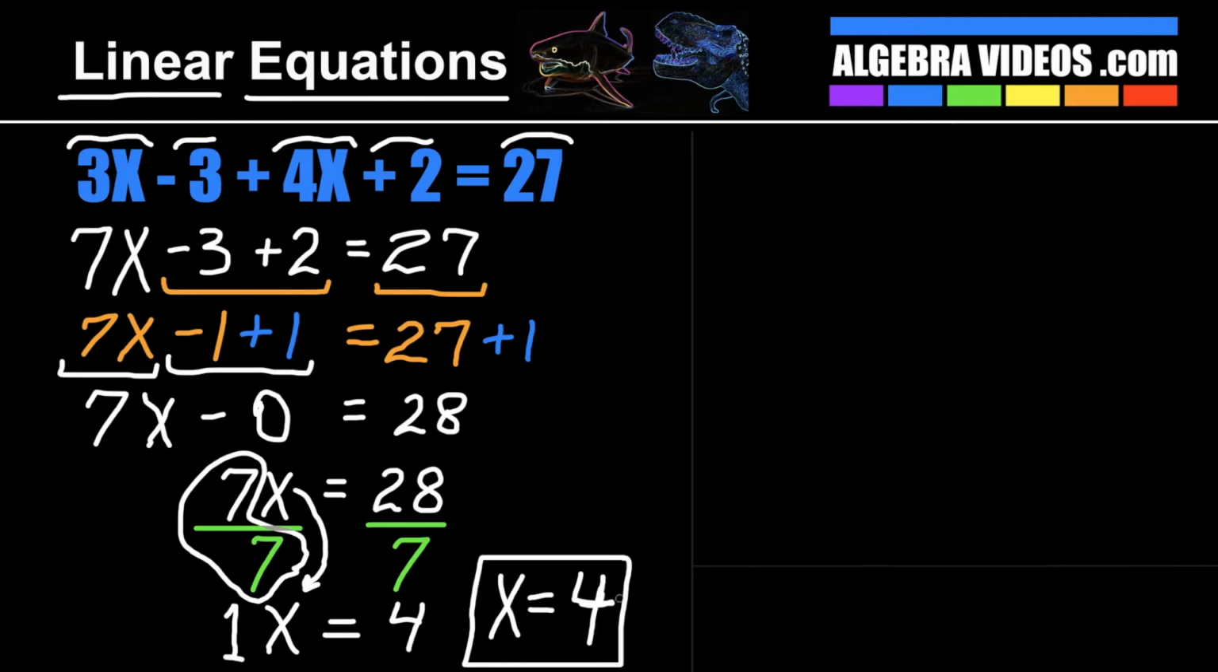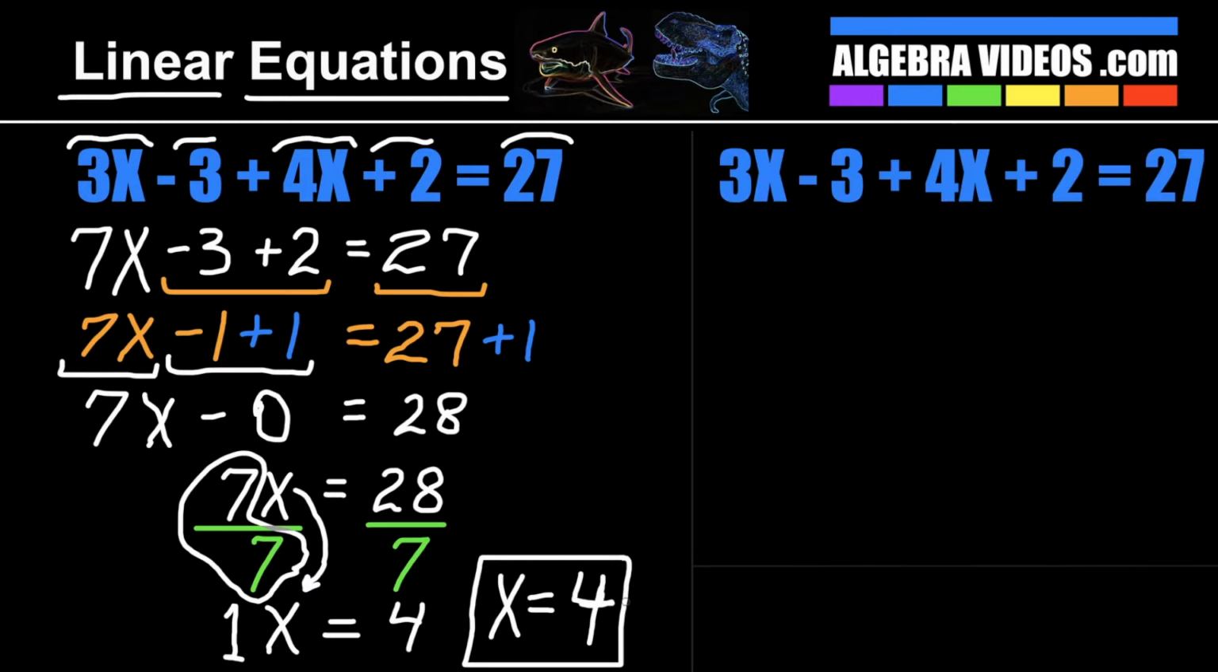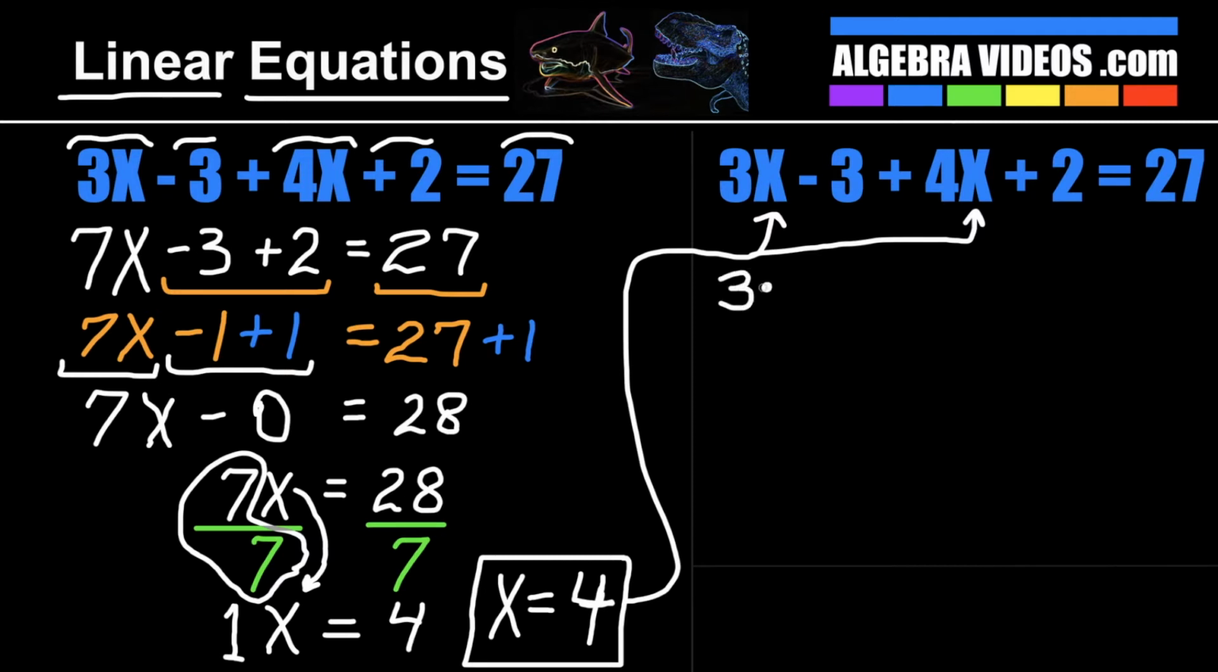Well, what we do is we plug it back in to the original equation. So I'm going to rewrite the original equation over here on the right. And we're going to take our x equals 4 and plug it in to each location where there's an x. And we're going to substitute in a 4 and see if our solution works. So let's rewrite this. 3x, or 3 times x, that becomes 3 times our solution for x, which is 4. So it becomes 3 times 4.